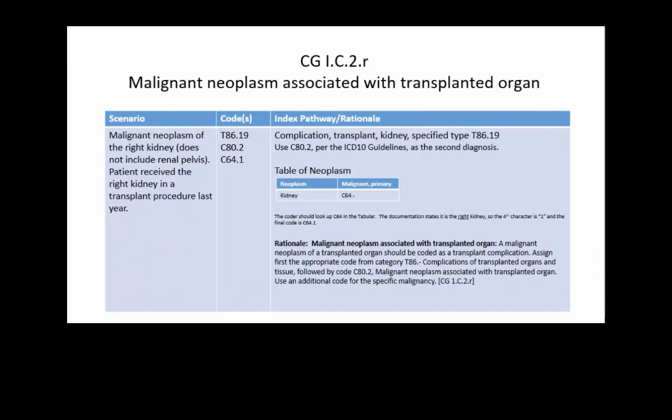This has to do with malignant neoplasm associated with a transplanted organ. Patient has cancer of the right kidney, and that right kidney was transplanted last year. So you're going to use the T86 category code to signify the complication of the kidney transplant. And you're also going to use the C80.2 code per your guideline, which is specific to a malignant neoplasm associated with a transplanted organ. And last of all, you're going to add your kidney cancer. So you have all 3 codes, and they would be sequenced in this order.